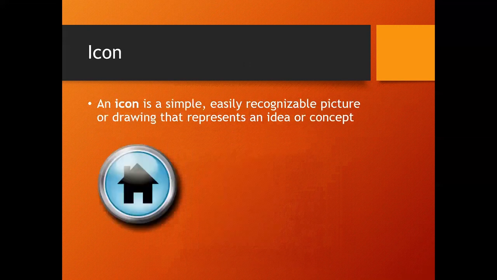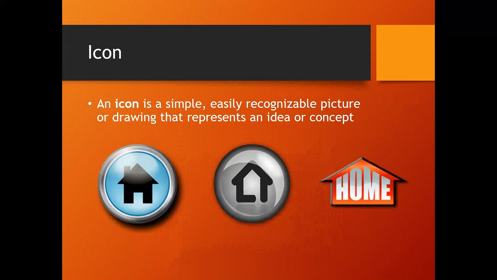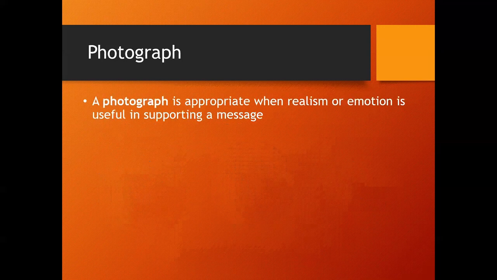An icon is a simple, easy to use, recognizable picture or drawing. Say, for example, we have an icon that has the email sign. And so you can very easily visually find where that email is in that document. So that's why icons can be good.